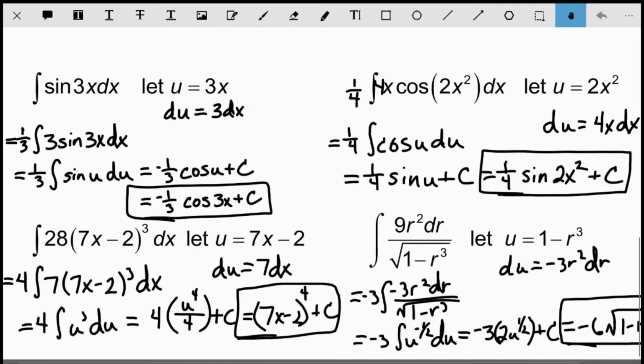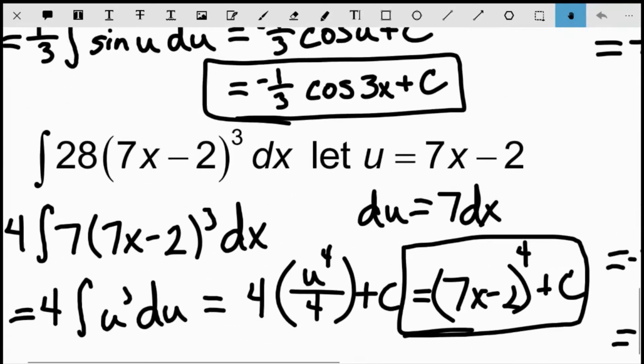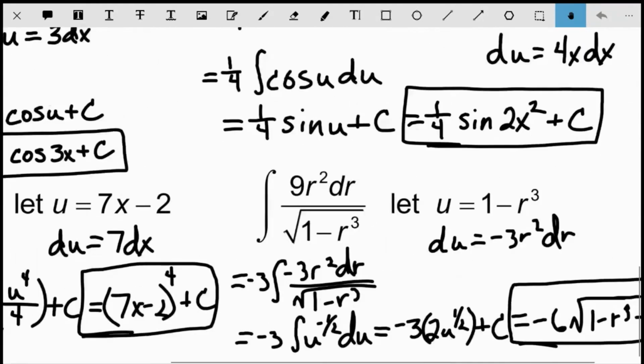So pretty simple. The next one here, you can see that with the du, I need to have a 7 times dx. Well, even though the coefficient out in front here is a 28, 28 is 4 times 7, so there is a 7 there. I just need to get the 4 out of the way. So I factored the 4 out, left the 7 in, and then I can do my substitution. This becomes u cubed, and then it's just the antiderivative using the power rule, u to the 4th over 4 times 4, and then just plug back in for the u. Okay, so again, very, very simple once you understand this process.